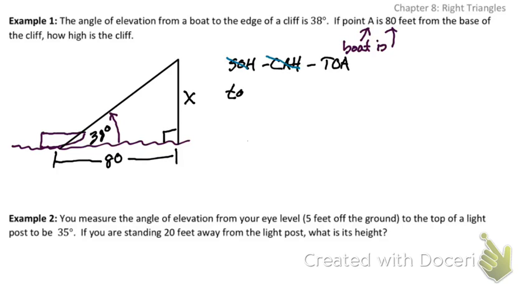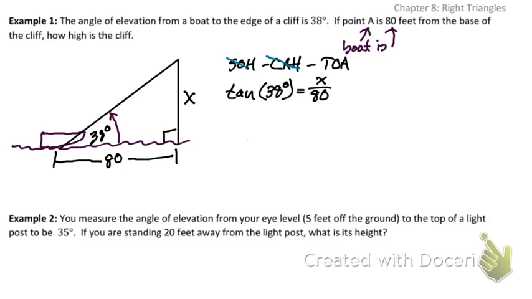And tangent of an angle equals the opposite over the adjacent. So tangent of that 38 degrees is going to equal the opposite. Remember, the opposite is the one that's straight across. That is going to be our x over our adjacent. Our adjacent is the one that actually touches that angle, so that's going to be that 80.